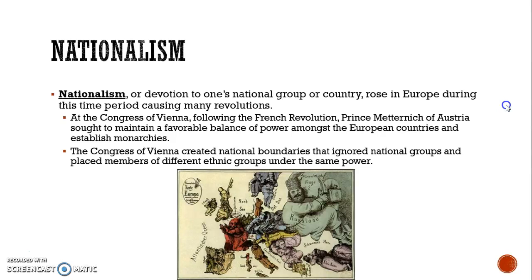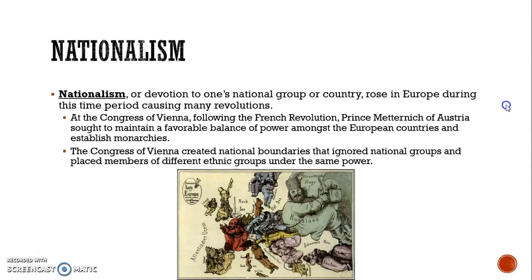Nationalism was a devotion to one's national group or country, and it began rising in Europe during this time period, causing many revolutions in the late 1800s. At the Congress of Vienna, after the French Revolution, Prince Metternich of Austria sought to maintain a favorable balance of power amongst the European countries and to establish power for the different monarchies.